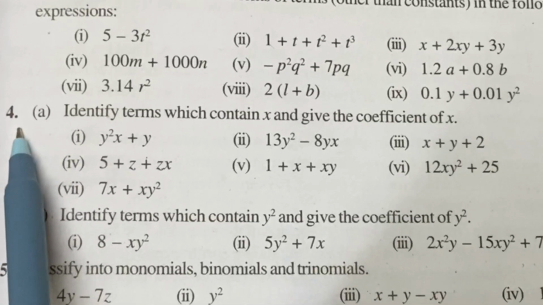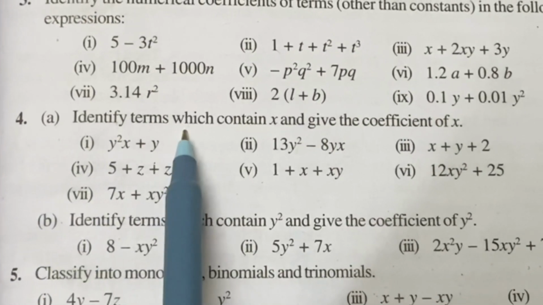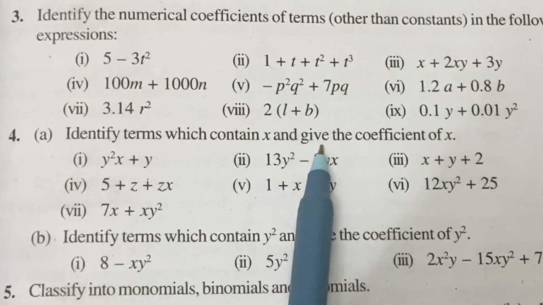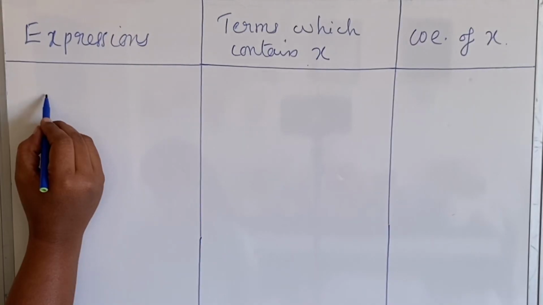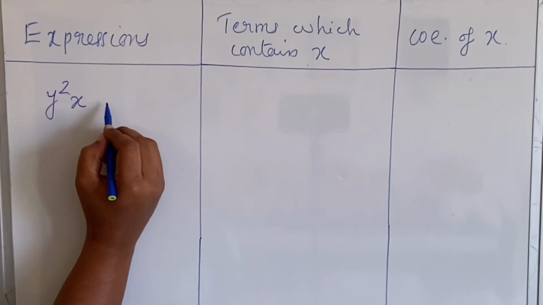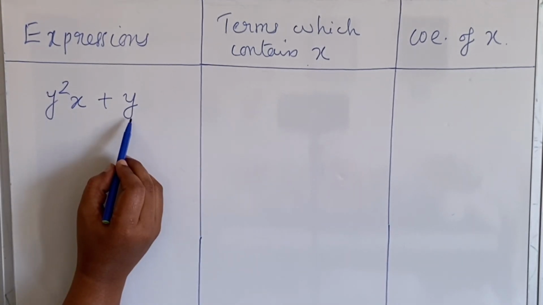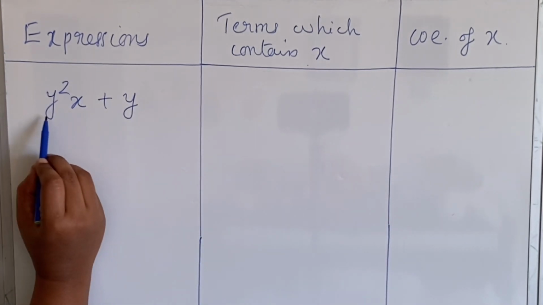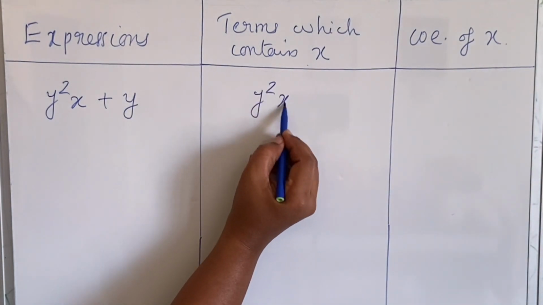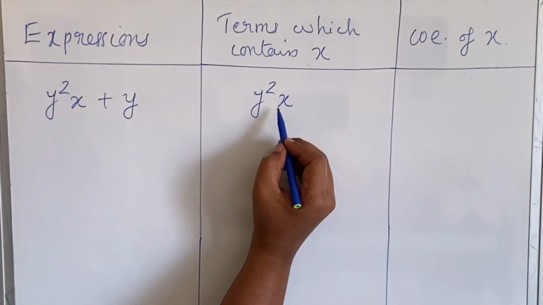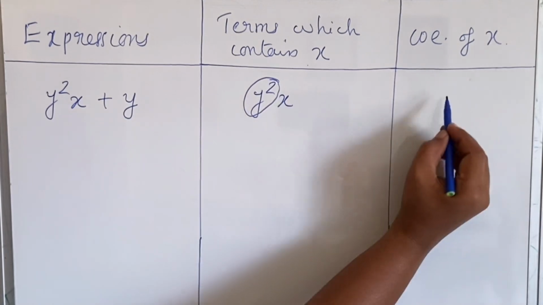Next we are solving exercise 12.1 fourth main. Identify terms which contain x and give the coefficient of x. First question is y squared x plus y. We need to find out the terms which contain x and then the coefficient of x. In this expression, the term which contains x is y squared x, and the coefficient of x is y squared.